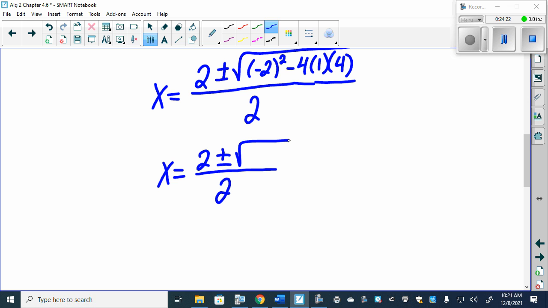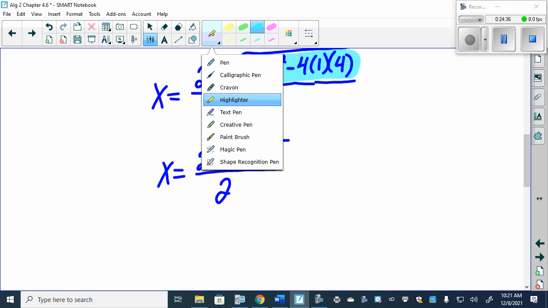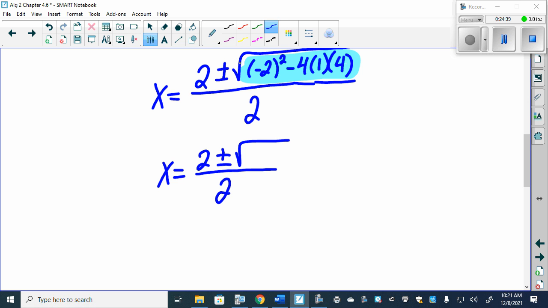Now we can plug everything that's inside the square root, all of this here, into a calculator. I wouldn't use the square root. I would just see what the number is itself. And if we type all that in, we get, I believe it's negative 12, because negative 2 squared would be 4. 4 times 4 is 16. So 4 minus 16 would be negative 12.